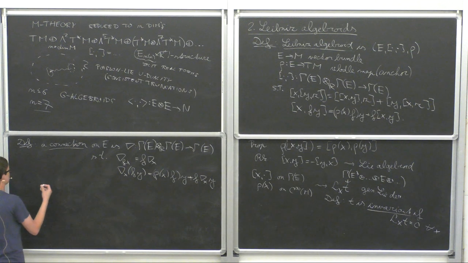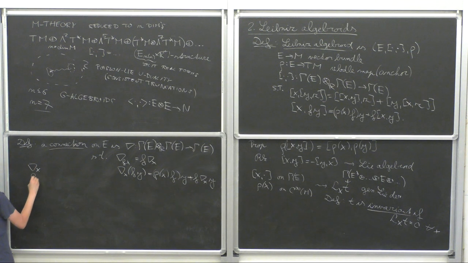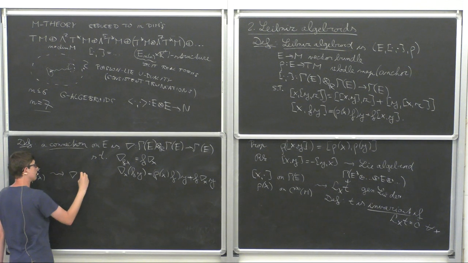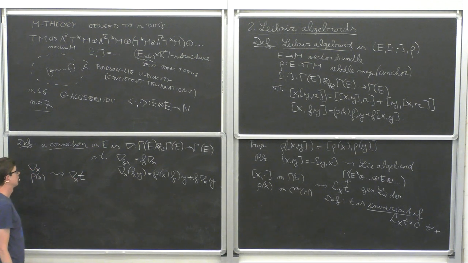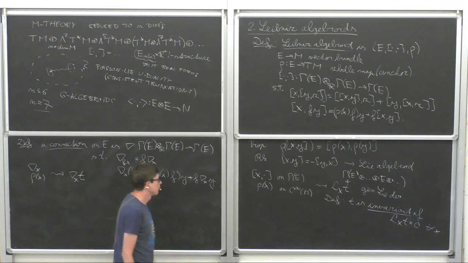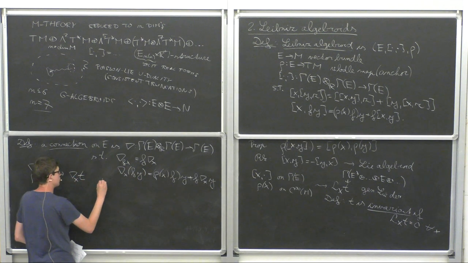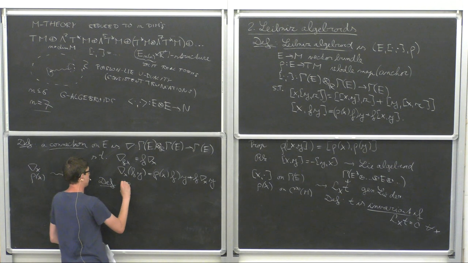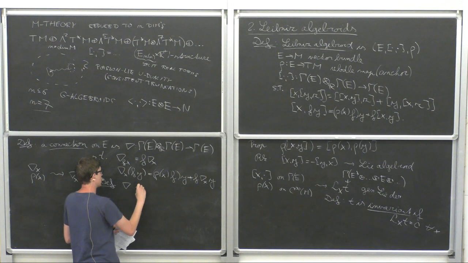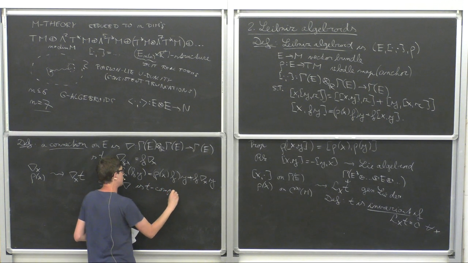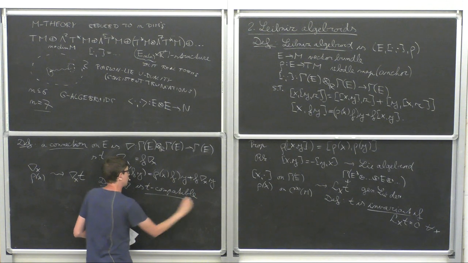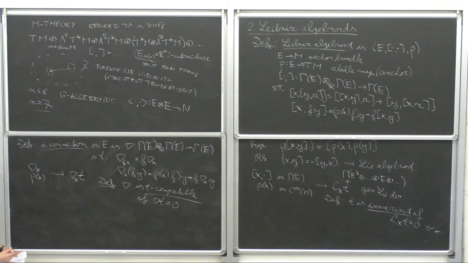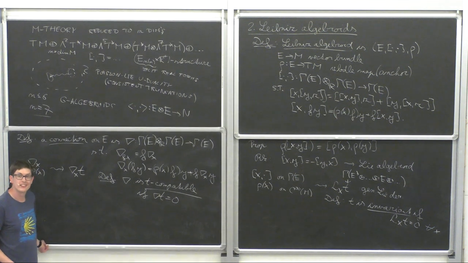And again, you can take this operation and the operation on functions, and you can extend this to a connection on an arbitrary tensor T. And so, one last small definition is that we say that a connection is T compatible, well, if this thing is zero. Okay, so nothing too fancy. Okay, yes?